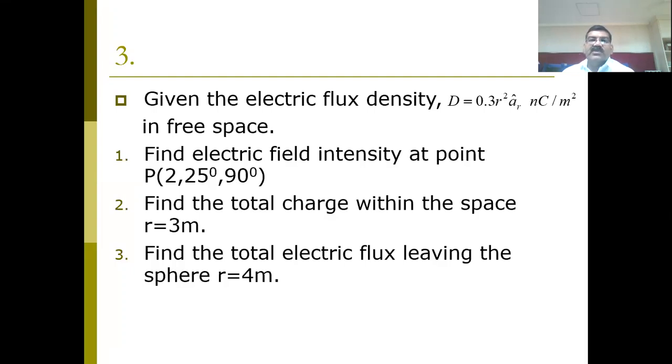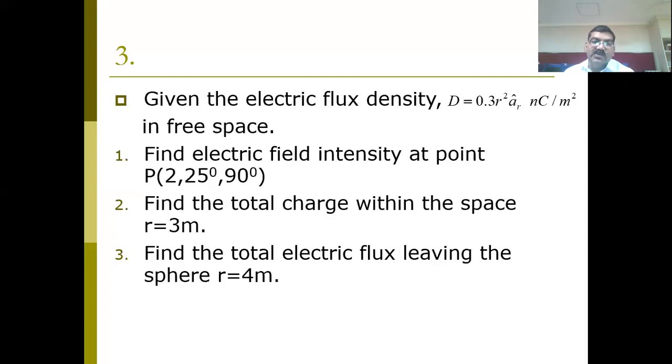So the next is: given the electric flux density D. Now this is something special. Given the electric flux density D equals 0.3 r square a_r nanocoulomb per meter square in free space. So D is given in a vector form. Find electric field intensity E at the point 225 degree, 90 degree.